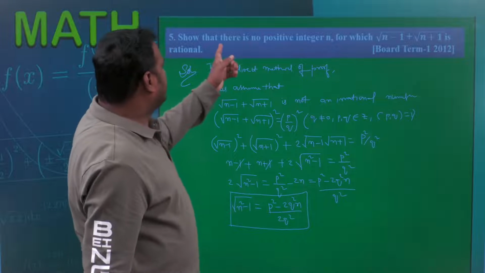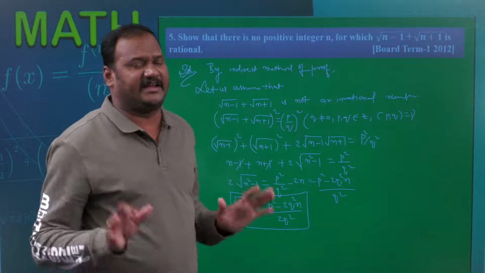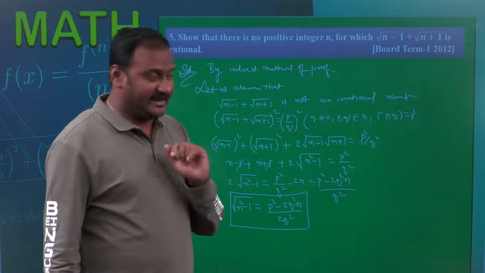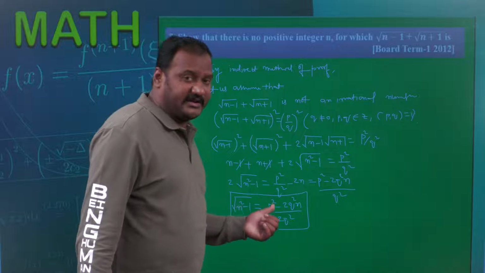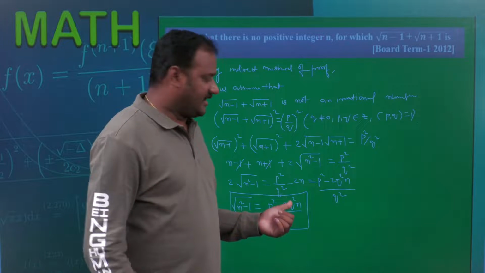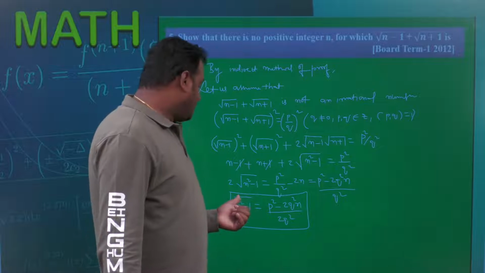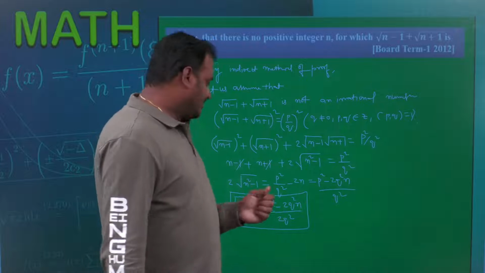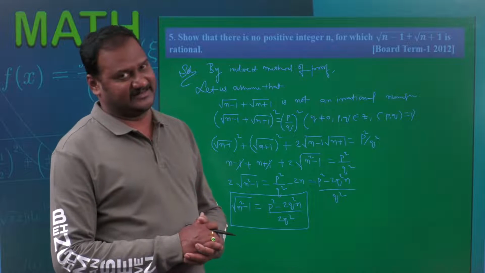here n, show that there is no positive integer n. There is no positive integer n. I am taking n as one number, completely one number, any number. Then if n is any number, then n square, suppose if I take n as a positive integer, square of a positive integer is equal to a positive integer. Positive integer minus 1 is also a positive integer. Square root of any positive integer is an irrational number.